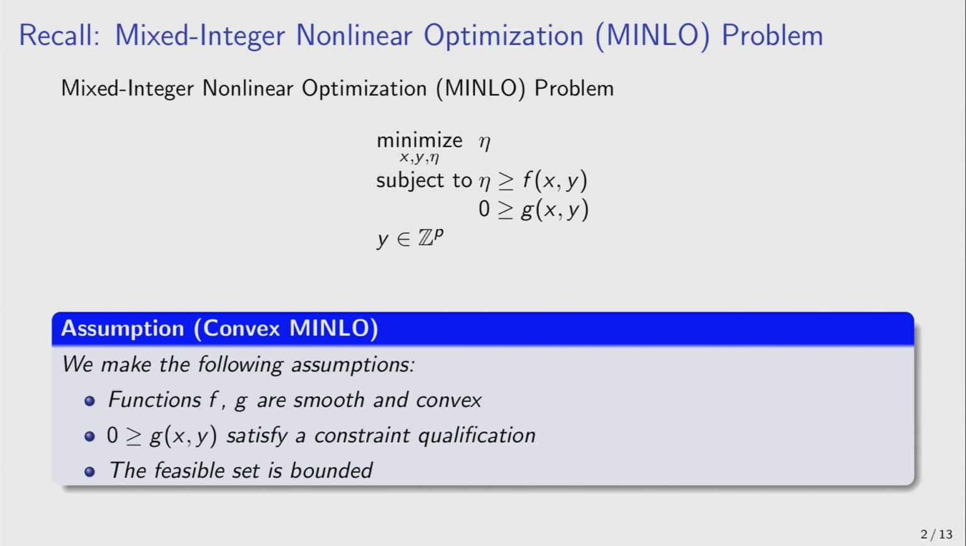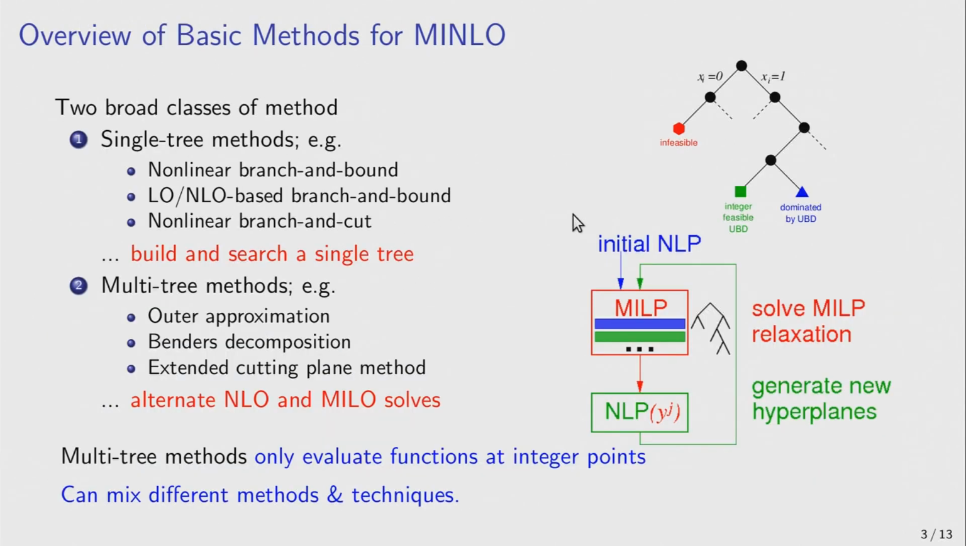So the problem that we're solving is still a mixed integer nonlinear optimization problem that I've written here, where we minimize this linear objective function eta that's supported by a nonlinear function. So that was the trick that we used earlier to linearize the objective function. And we have some nonlinear constraints and then integrality on the second set of variables.